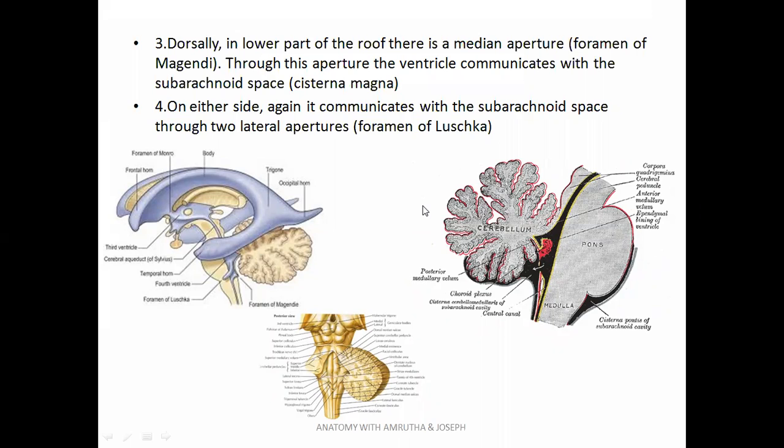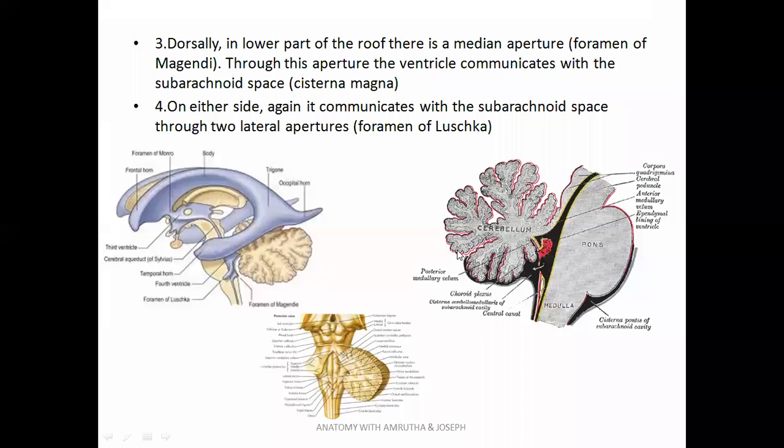Now, what is in the subarachnoid space? The subarachnoid space is usually filled with cerebrospinal fluid. We shortly call it CSF. Now, how is the CSF reaching the subarachnoid space? That is what we are going to see now. It's very important. Please make sure that you are understanding. If you're not understanding, please ask me.